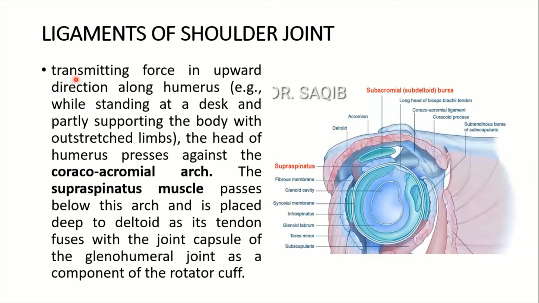So the ligaments continue transmitting force in an upward direction along the humerus. For example, while standing at a desk and partly supporting the body with an outstretched limb, the head of the humerus presses against the coraco-acromial arch. The supraspinatus muscle passes below this arch and is placed deep to the deltoid, as its tendon fuses with the joint capsule of the glenohumeral joint as a component of the rotator cuff.